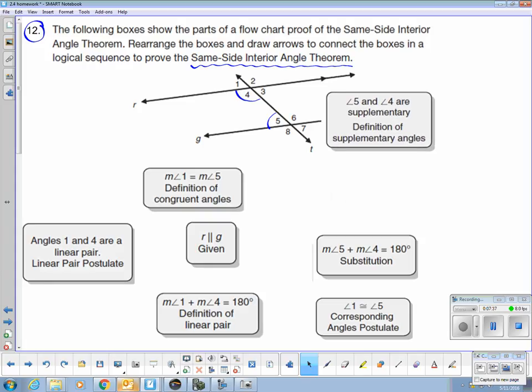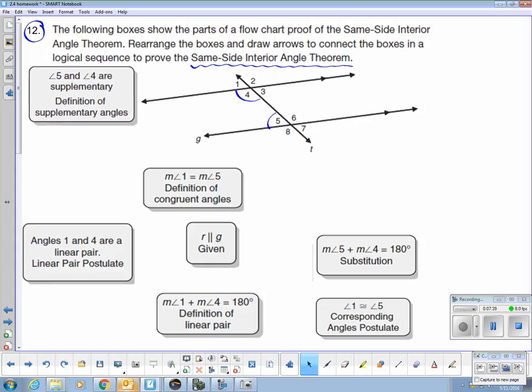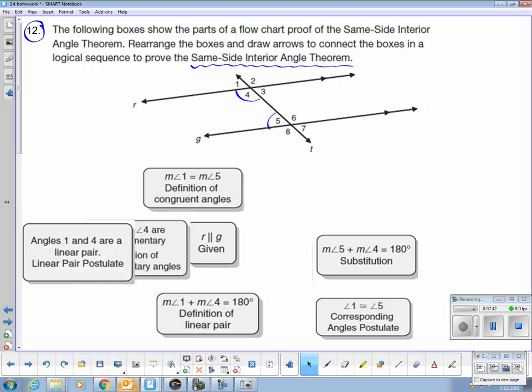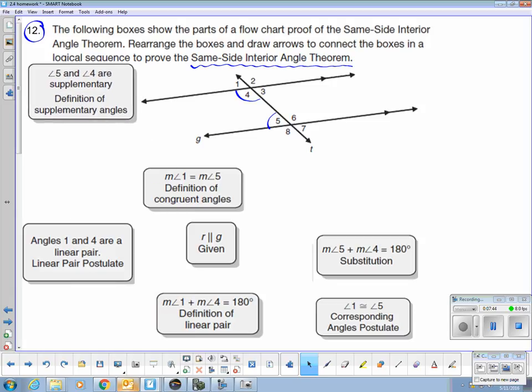I'm going to hold off, and this is going to be my very last step. It's going to be down here at the bottom somewhere. So let's just put that to the side right now. That's what I'm trying to aim for. That's what I'm trying to get to.